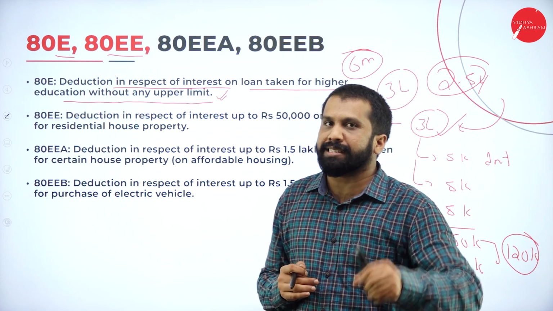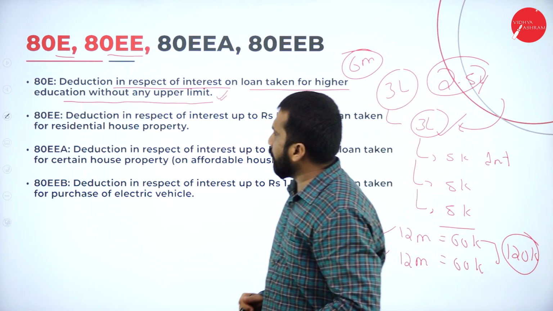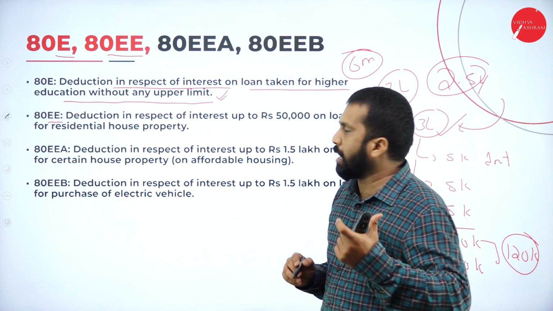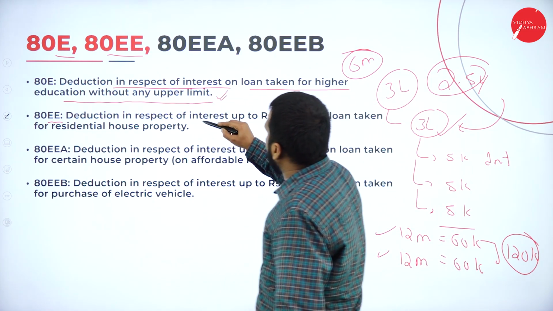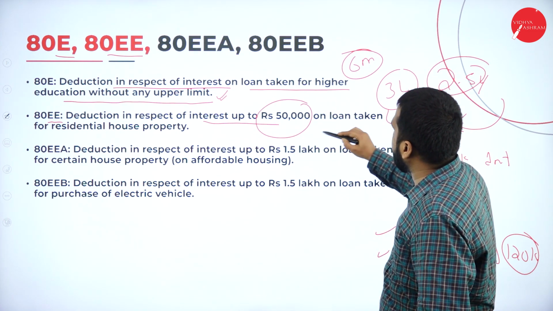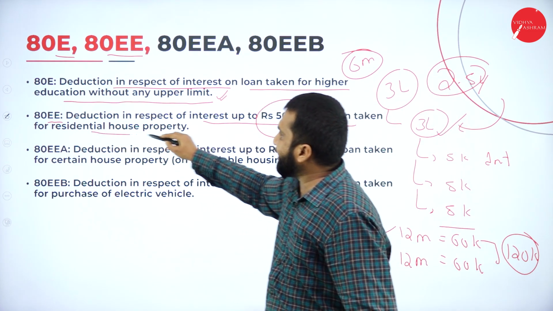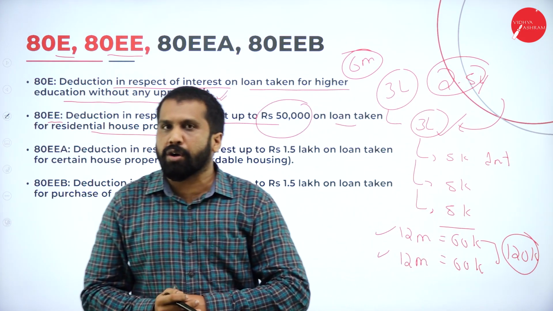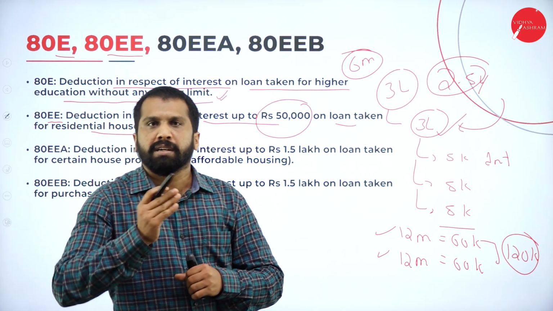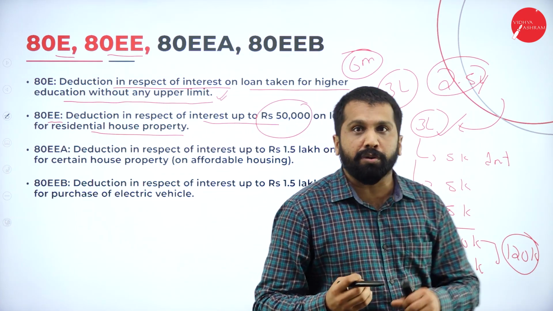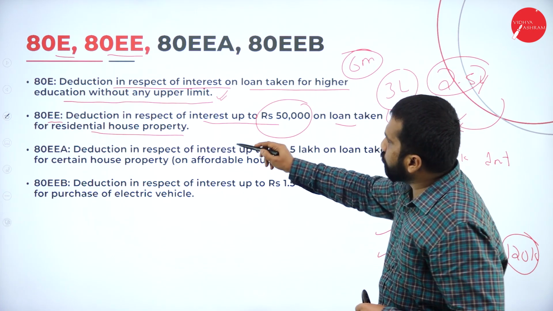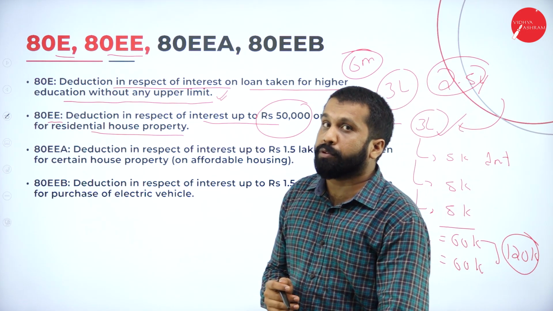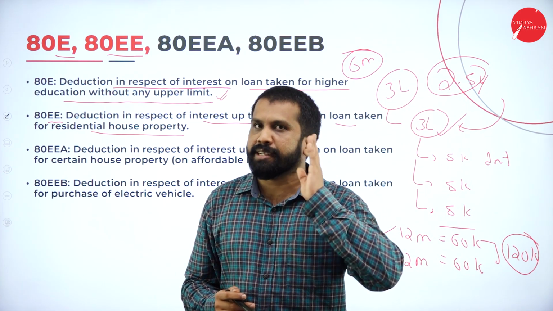Now, that is called 80E. Now, 80EE. What do you mean by 80EE? Deduction in respect of interest up to rupees 50,000 on loan taken for residential house property. You have constructed a house or you have owned a house. Now, whatever interest is paid by you for residential house property, you are supposed to claim up to 50,000 as interest.